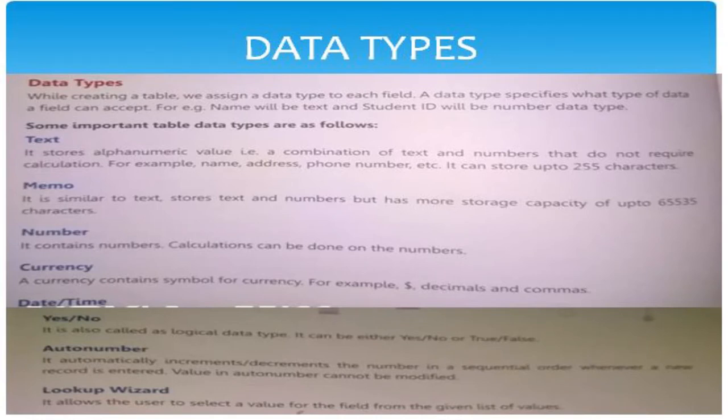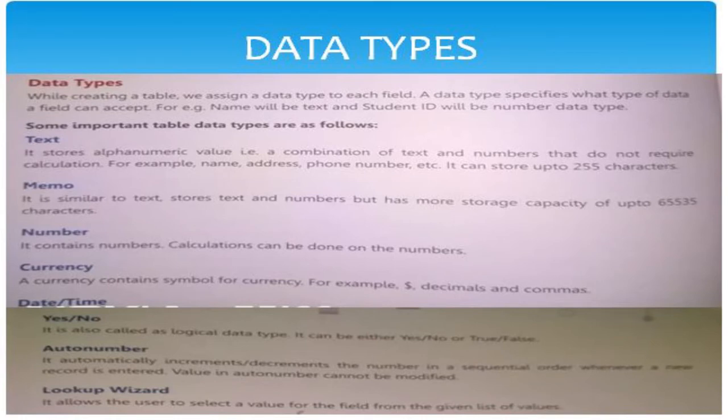Next one is student ID. Student ID means what will it contain? It contains mostly numbers only, like ID, roll number, it contains only numbers. So it is called a number data type. So here are some important data types as follows. First one is text. It stores alphanumeric values. It contains text and numbers that do not require calculation. For example, name, address, phone numbers.